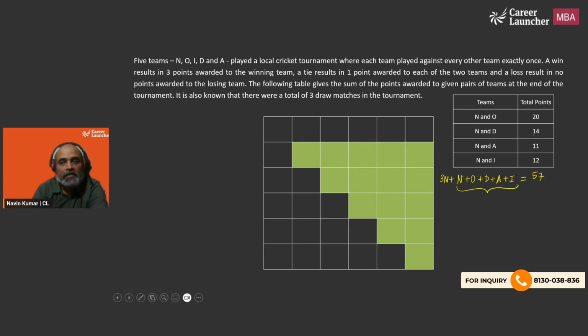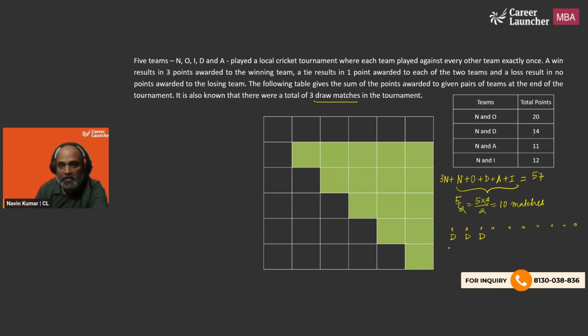Now, N, O, A, and N, O, D, A, I are the 5 teams that are going to play. Among 5 teams, there are going to be a total of 5C2, or 5 into 4 divided by 2, which is 10 matches. Each match will either end in a win and a loss, or in a draw. We are told that there were 3 draws in the tournament. I'm not saying the first match resulted in a draw. I'm saying that 3 of these 10 matches will result in a draw.